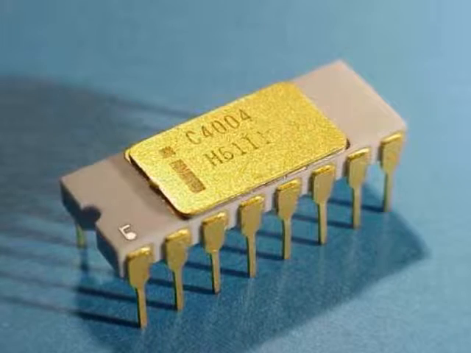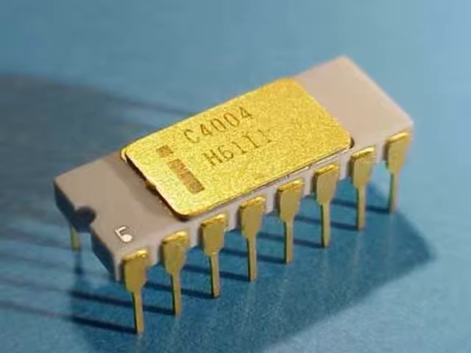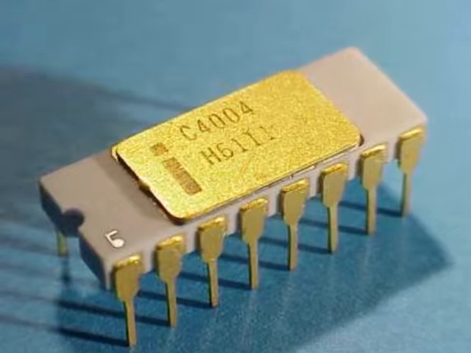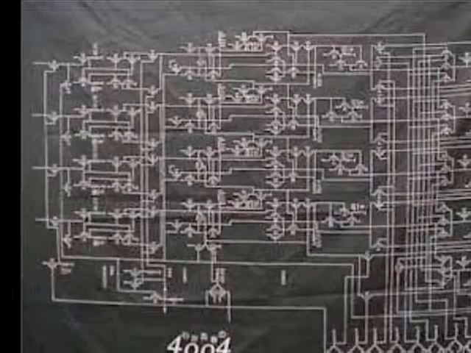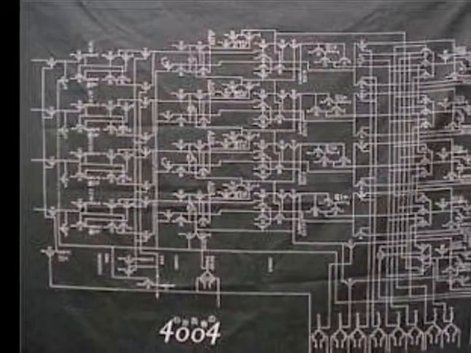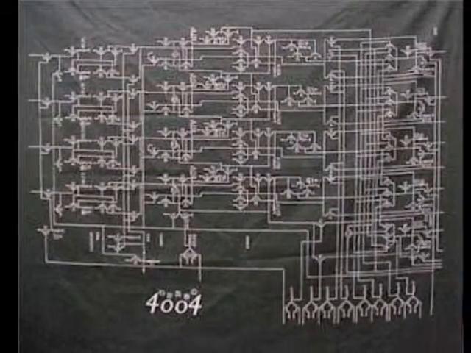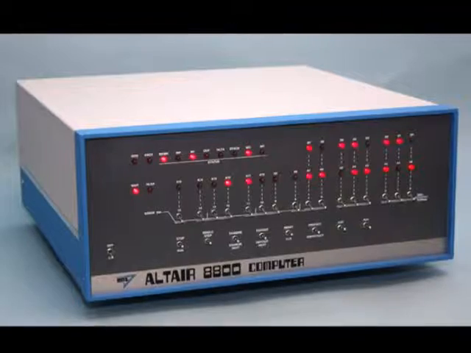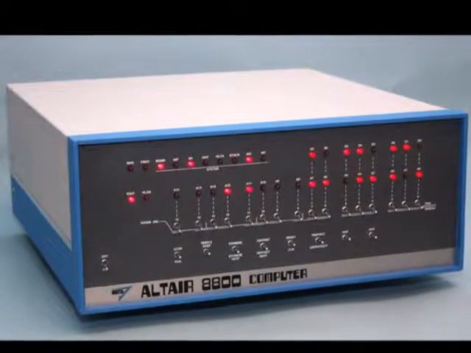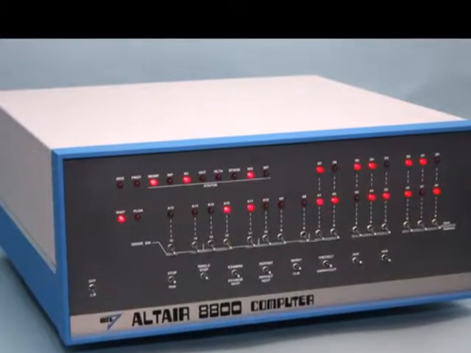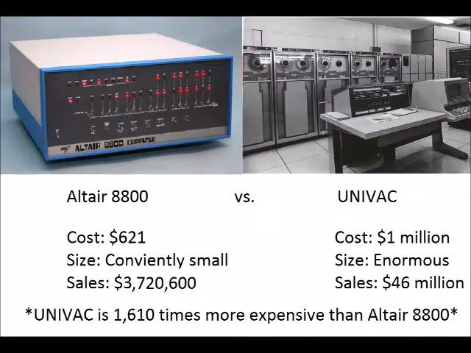In 1973, Intel created the first microprocessor, the Intel 4004. This was a breakthrough in computer history. Not only did the microprocessor make computers easier to store, it decreased the price of computers as well. Shortly after the invention of the microprocessor, the Altair 8800 was invented and cost $621. The UNIVAC was 1,610 times more expensive than the Altair 8800.